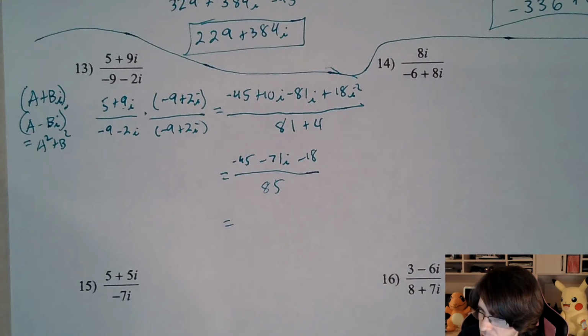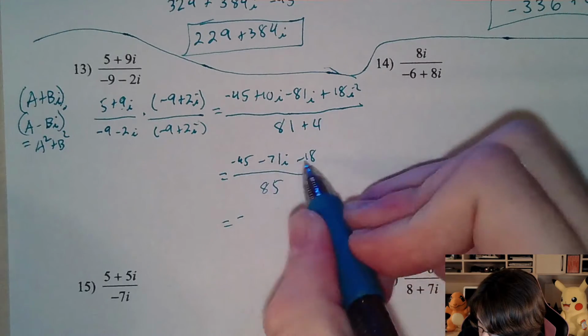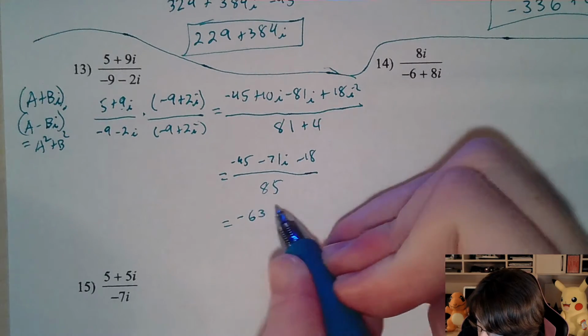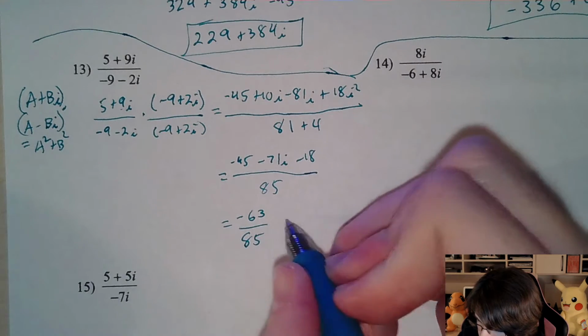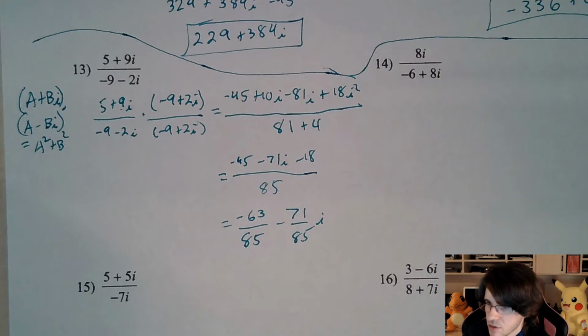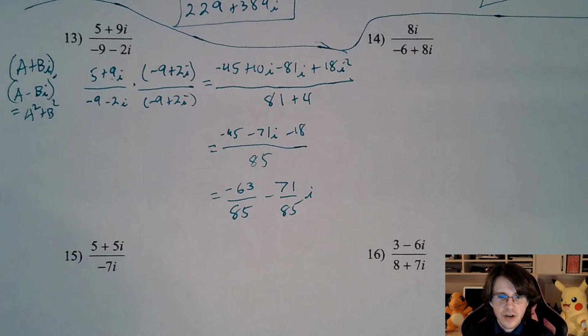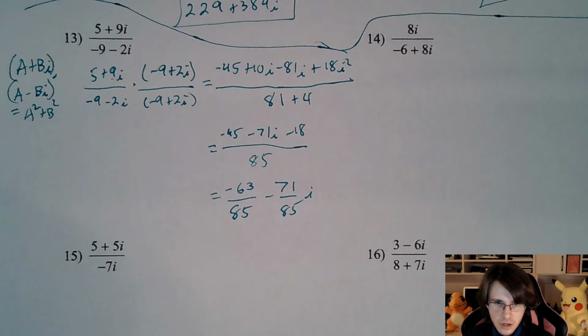Finally, adding up our like terms, these two are like terms, so negative 63. And when we write this, we want a plus bi form. So we're going to divide by 85 here, minus 71 over 85. You've got to write it as two separate fractions, two separate 85s there. It is important to do it that way. That is how you're going to be expected to do it in the future when you have these questions in those higher level math classes. So make sure you do that.